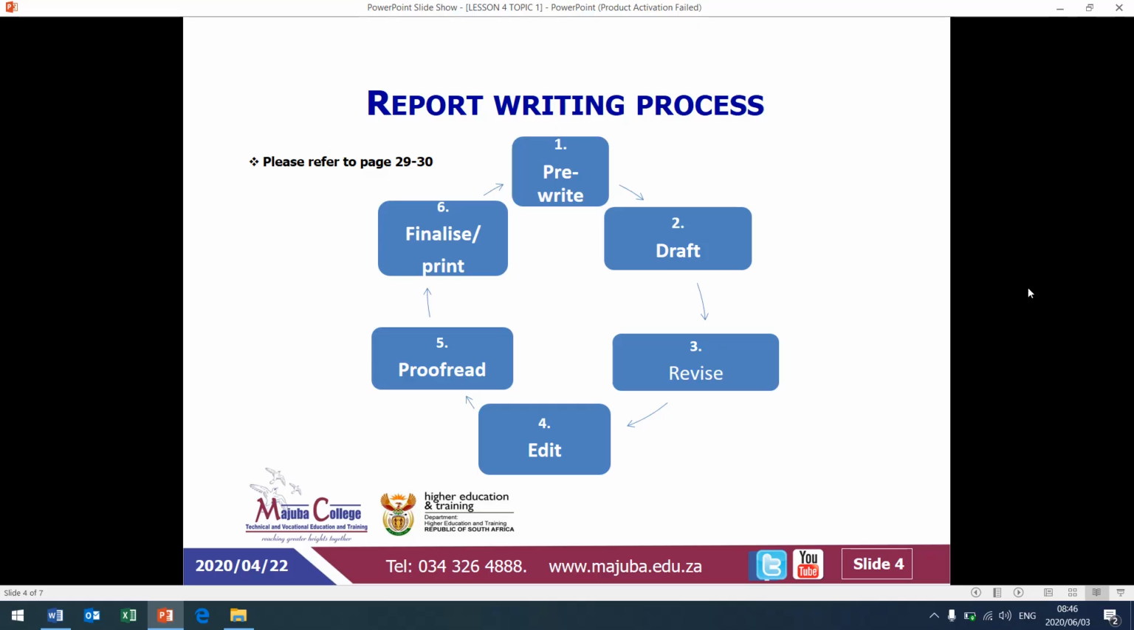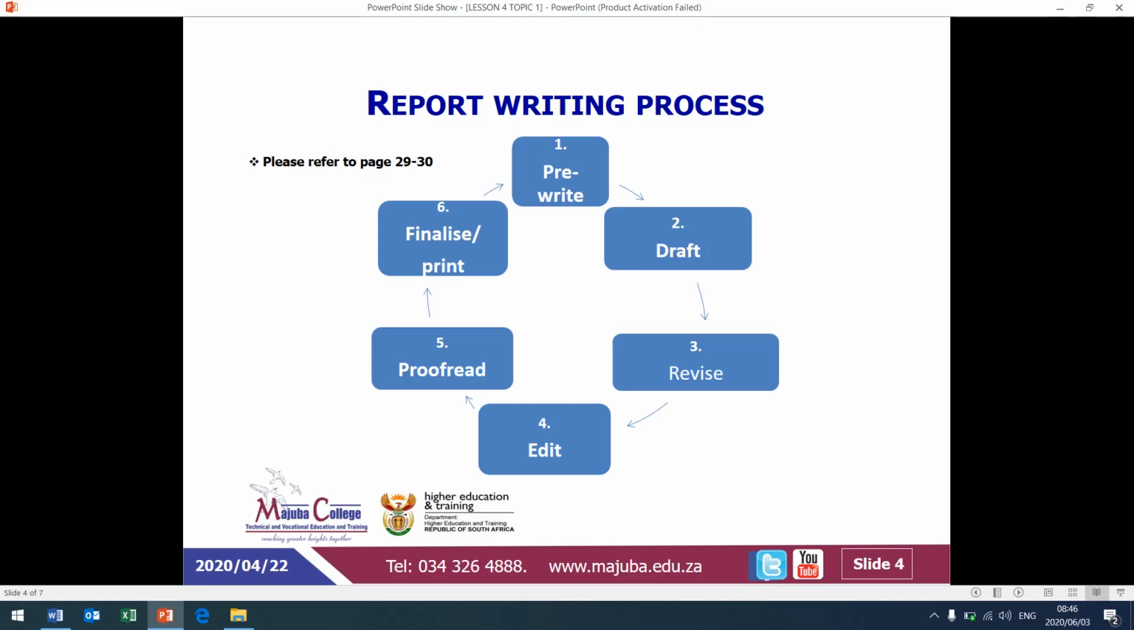Then step number 2, it's where you draft. So when you draft, it's whereby you practically start writing your reports, but you write it as a draft. Whatever information that you've gathered from step 1, now you can put it in place for step number 2. You write down the information that needs to be included, and the information that you have collected as well. So you now put it in writing.